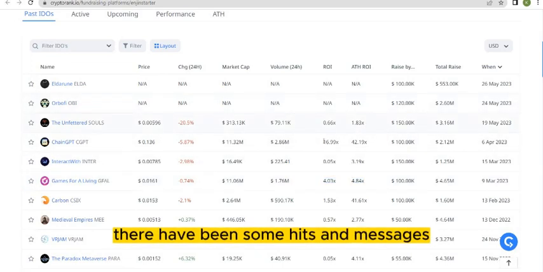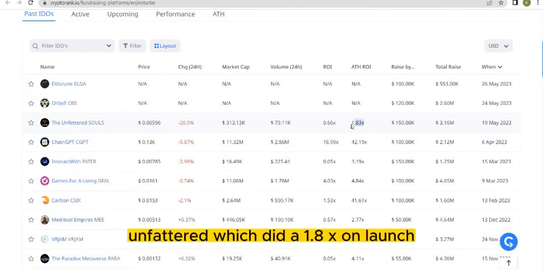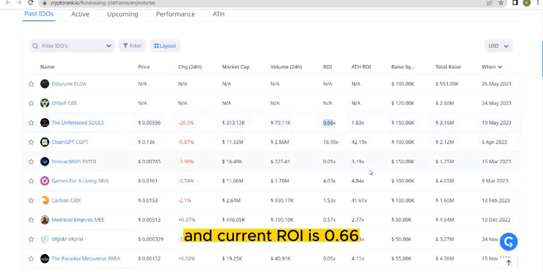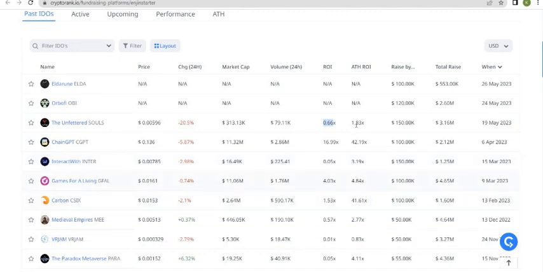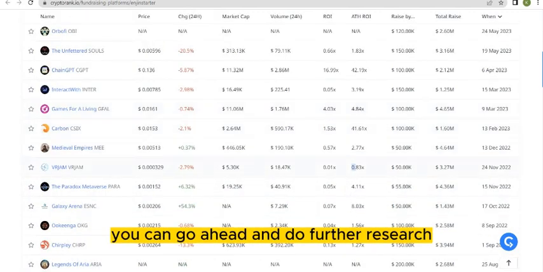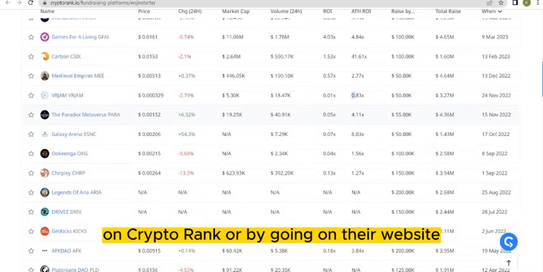So other than that, there have been some hits and misses, as for example, this Unfettered, which did a 1.8x on launch, and current ROI is 0.66. But I think this keeps on happening with many launches, and these are to be ignored. You can go ahead and do further research about their launches on CryptoRank or by going on their website.